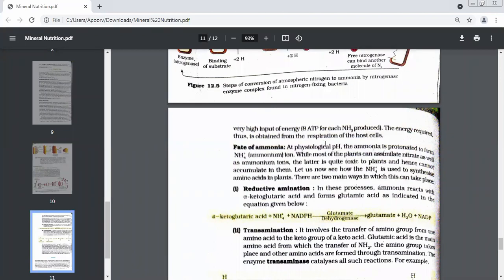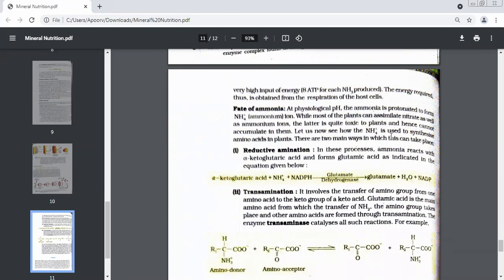And this energy comes from the respiration of the host cell. Where will this energy come from? Respiration of the host cell. Okay, now we come to the last part, ammonia. Ammonia is already made now. Fate of ammonia. We have already converted the atmospheric nitrogen into ammonia. Now what will happen to ammonia? This is called fate of ammonia. Fate, you know, what lies in the future is what we call fate.